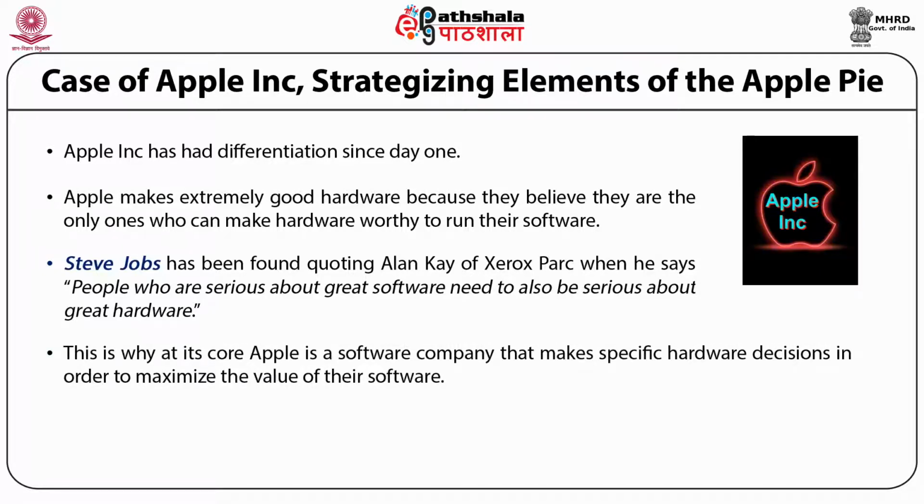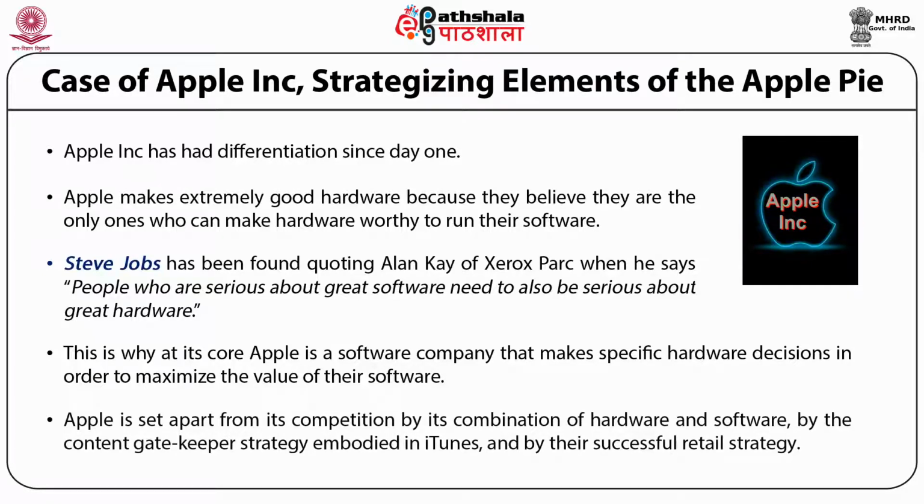This is why, at its core, Apple is a software company that makes specific hardware decisions in order to maximize the value for their software. Not only do they make a great operating system which sets them apart by itself, but Apple also creates extremely good core software, namely iLife. Apple is set apart from its competitors by its combination of hardware and software, by the content gatekeeper strategy embodied in iTunes, and by their successful retail strategy.